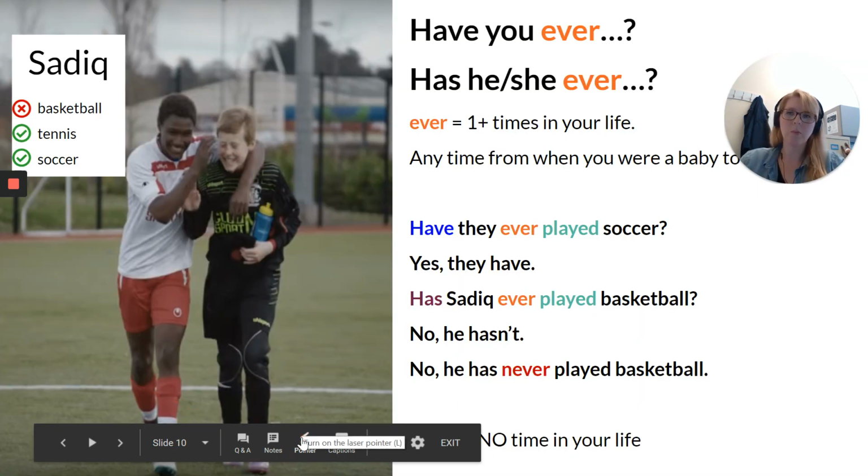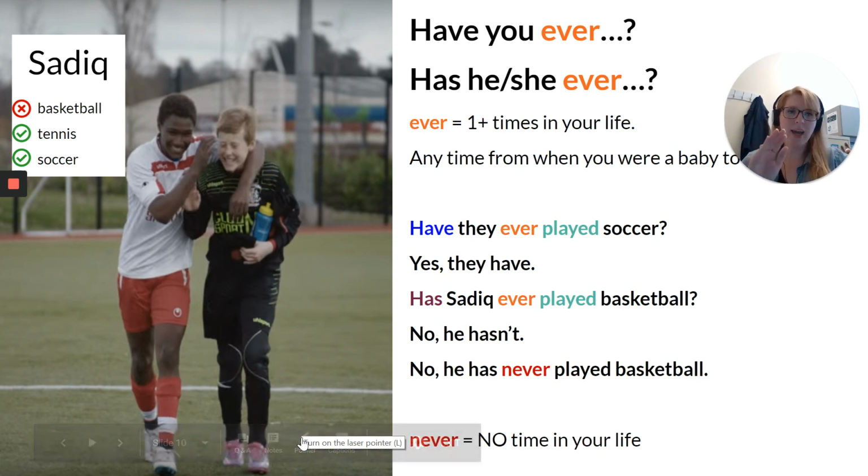So here's an example. If you look at the picture over here, you'll see 2 boys. The taller boy, his name is Sadiq, and there are 3 sports. Basketball, no basketball. Tennis, yeah. Soccer, yeah. So we can ask the question, has he ever?